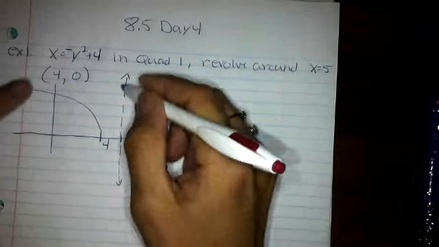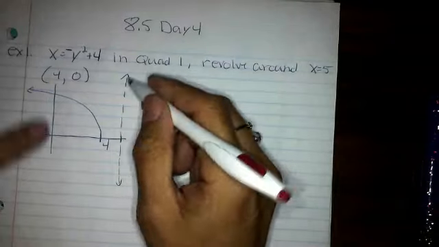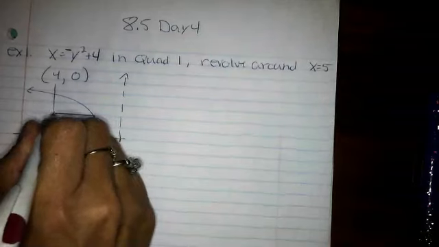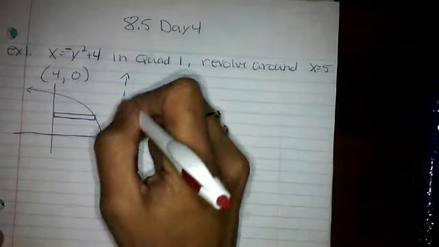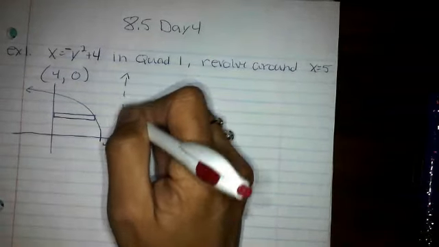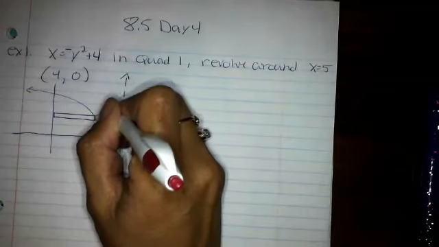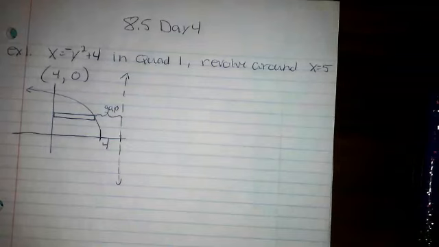So when you see your line, you treat it like it's a y-axis. It's parallel to the y-axis. So I want my rectangles to go like this. But remember, my reference is over here. So I do see a gap. So it's definitely a washer.